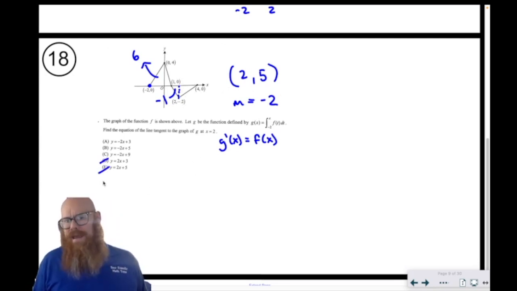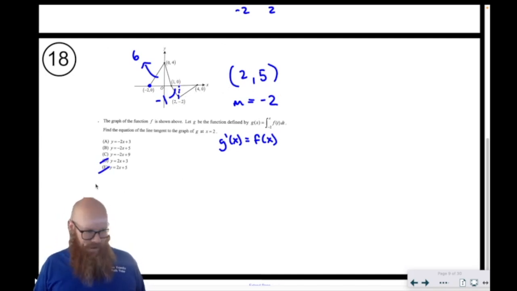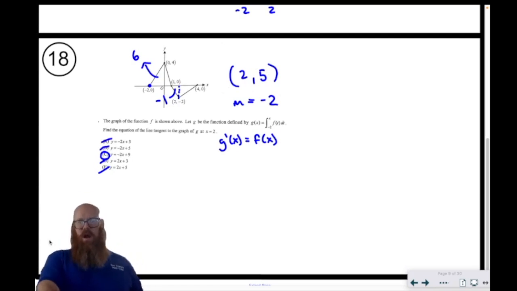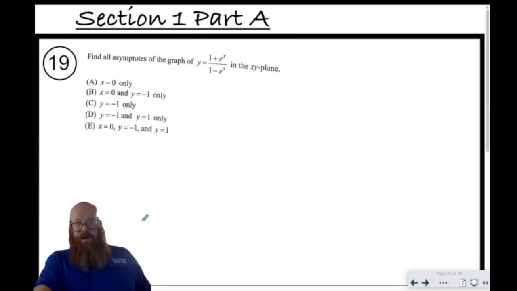And then when I plug in 2, I need to get 5, and that's C. So I'm going to write this out. I'm just going to plug it in. -2 times 2 is -4, and -4 plus 9 is the only one that gives us 5. So these don't make sense. When you have to write your own equation, you just use point-slope, but since these are in slope-intercept form, I'm just going to plug it into the answers really quickly. All right, on we go.